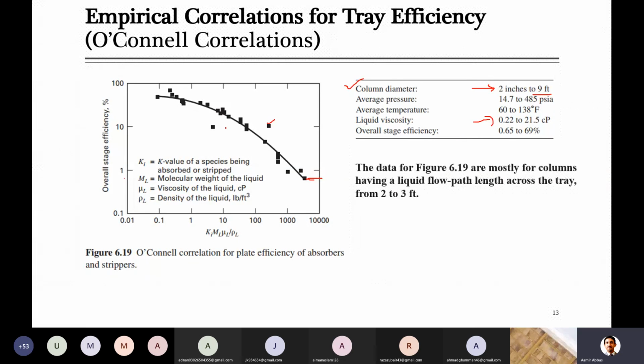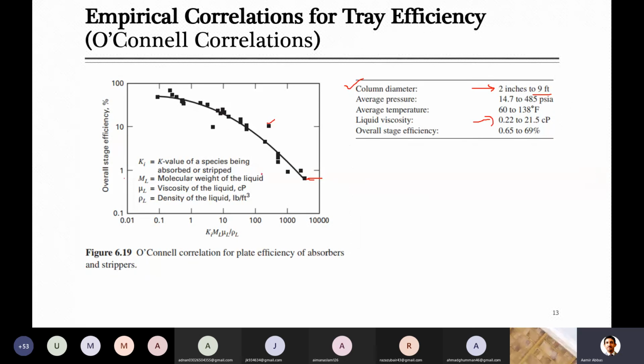So then this was developed. It means, if for example we are looking for the efficiency of some column and we know these parameters, we know what liquid we are going to use and what the operating temperature and pressure will be, and we know the molecular weight, and we can find viscosity and density from the literature, and if we know which component we are going to absorb and can find the K value, then you can easily predict the efficiency of the column using this data.